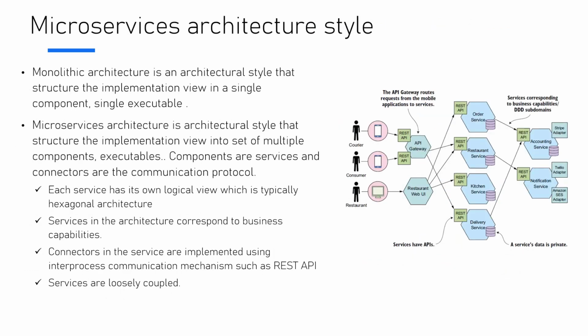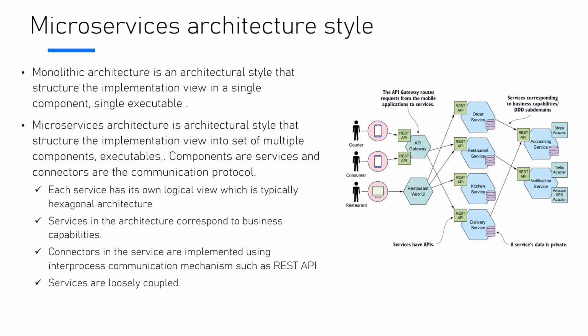Now, microservice architecture takes a little bit off the goodness of the hexagonal and puts a twist of services on top. That's microservice architecture. Monolithic architecture is an architecture style that structures the implementation view as a single component, a single executable. Microservice architecture is an architecture style that structures the implementation view into a set of multiple components and executables, where each service is a separate component. Components are services and connectors are communication protocols. So that's the whole idea.